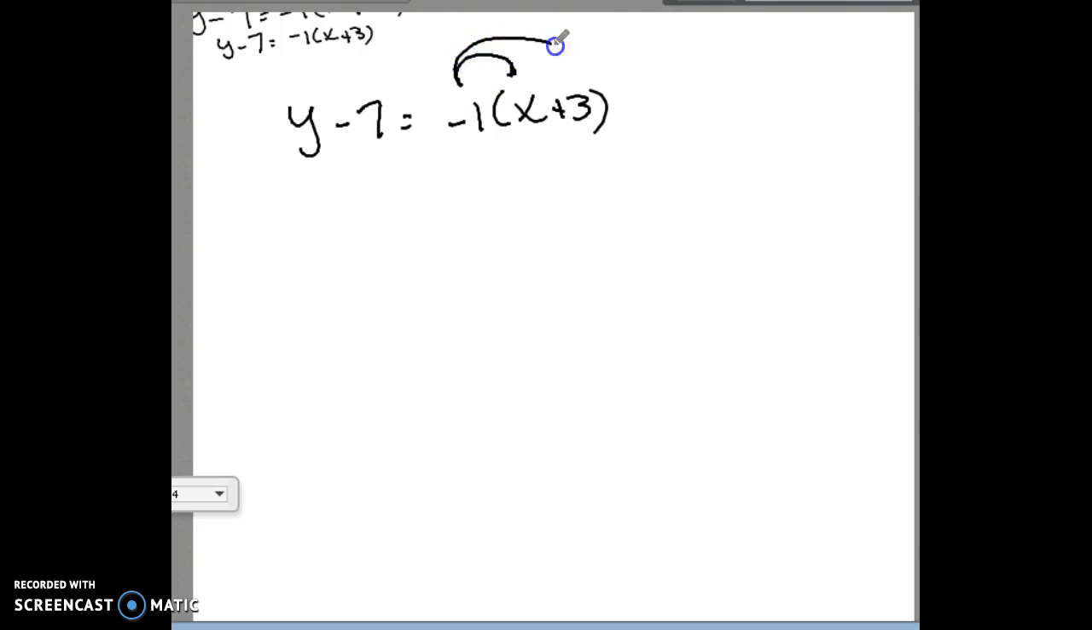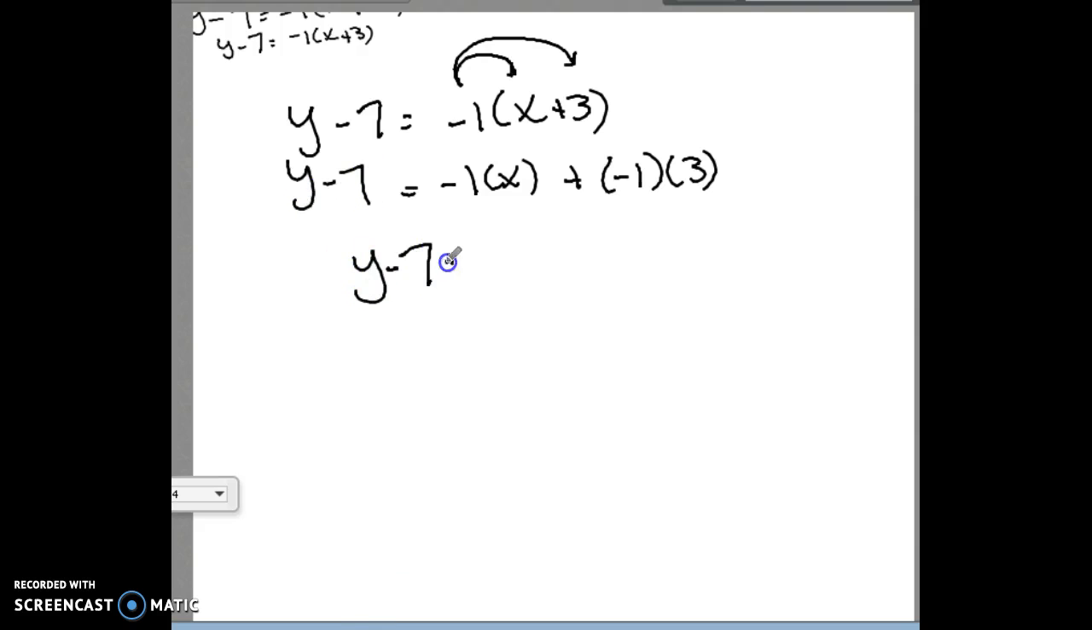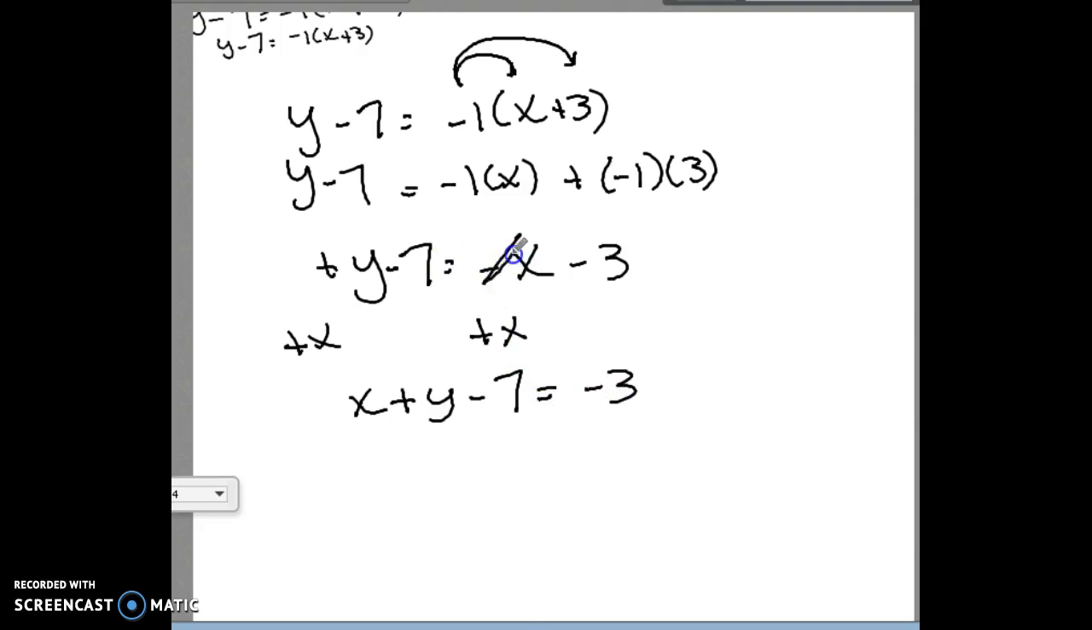I'm going to distribute my -1. That's -1 times x plus -1 times 3, which gets me -x minus 3. I'm going to add the x onto both sides. That gets me x plus y, because this was a positive y, minus 7 equals -3, because the x's are gone, and 0 minus 3 is -3. Now I'm going to add 7 onto both sides, and I get x plus y equals 4.